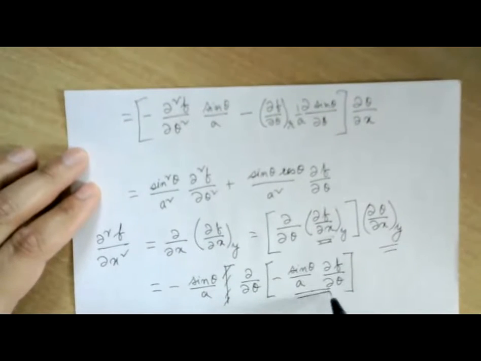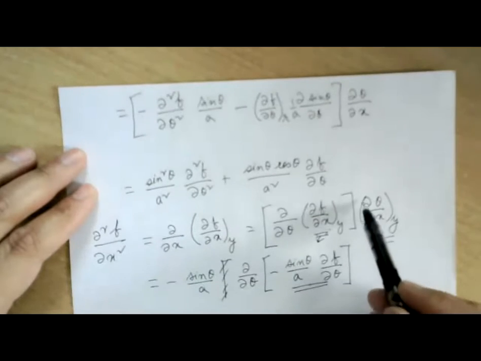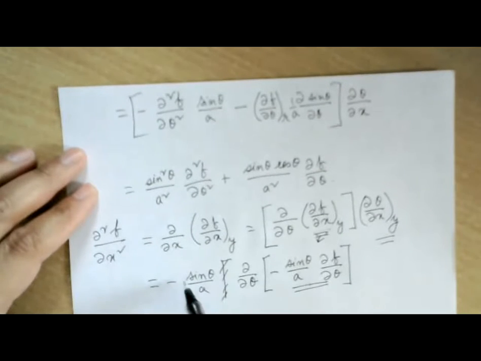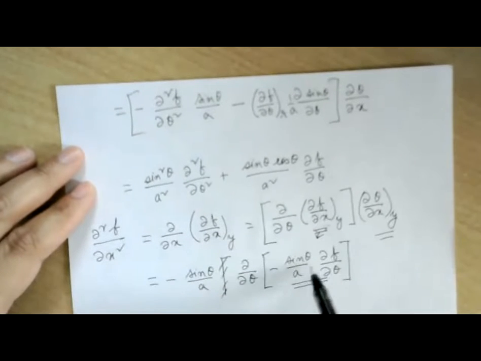So we are simply substituting this value here. And del theta by del x is this, minus sine theta by a. This is this value, and this is equal to this value.